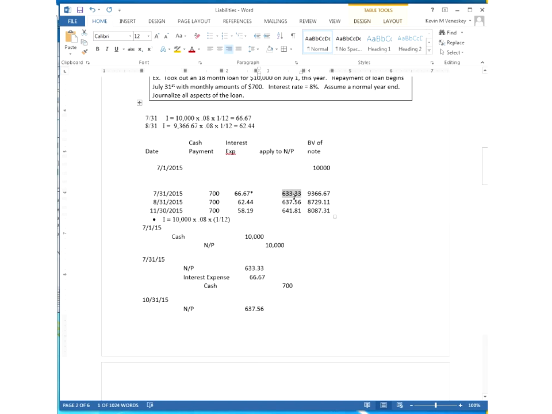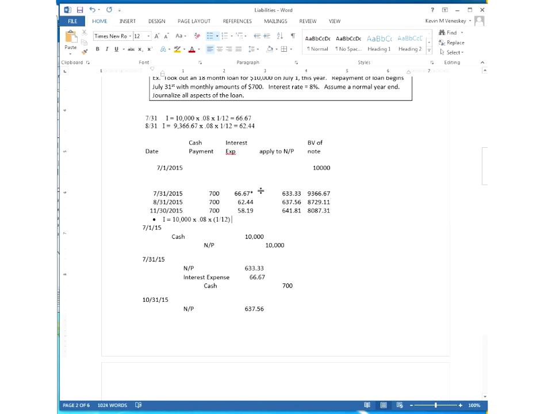And then this number here, that's the amount that goes to the interest. The rest goes to the reduction of the note. So my note balance, if I'm looking at a T account and I had 10,000 in that T account, and then I just subtracted 633 that was off of that note, I'm now down to just 9,366.67 due at the end of the first month.